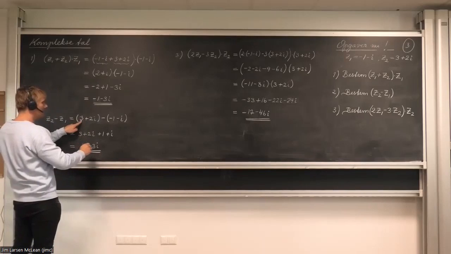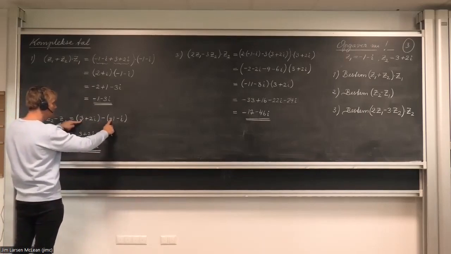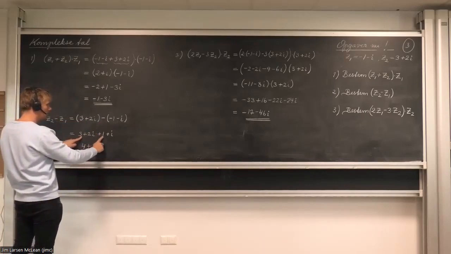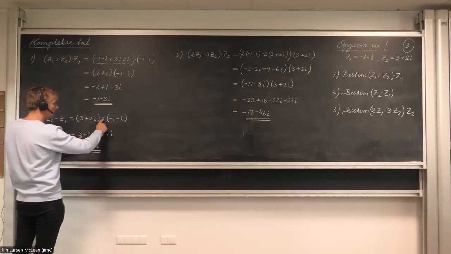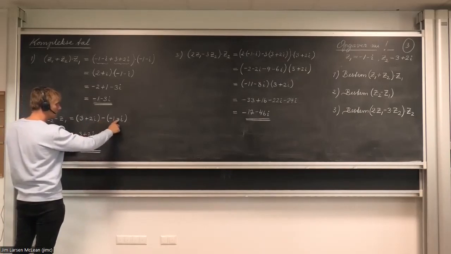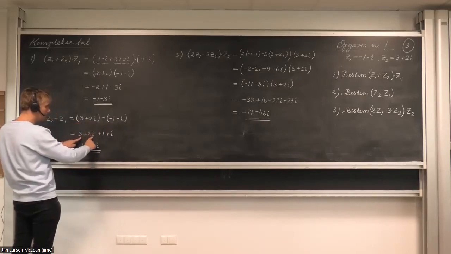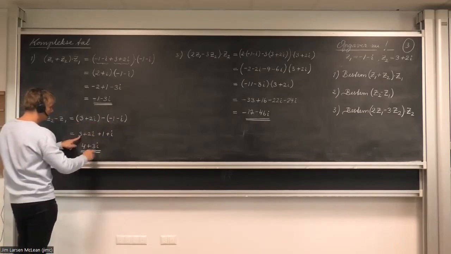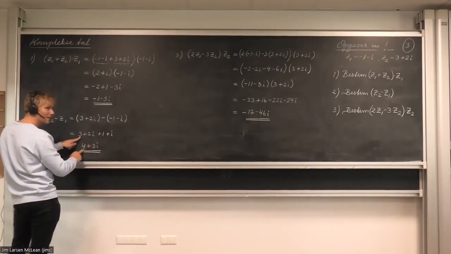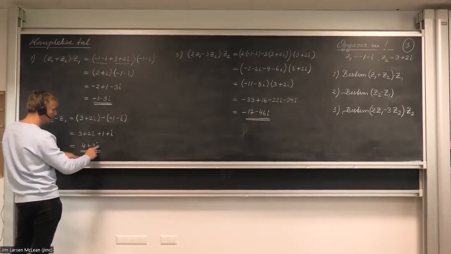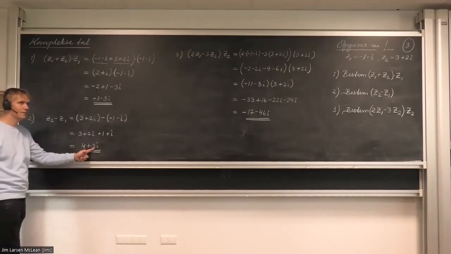So what does it say now? 3 minus minus 1, that's 3 plus 1. And so what that minus parenthesis does is that the minus becomes a plus, so it ends up saying plus i here. And that 3 plus 2i, I've just copy pasted it down, so I have 3 plus 1, that's 4, as a real part of 4, and 2i plus i, that's 3i, as an imaginary part of 3.